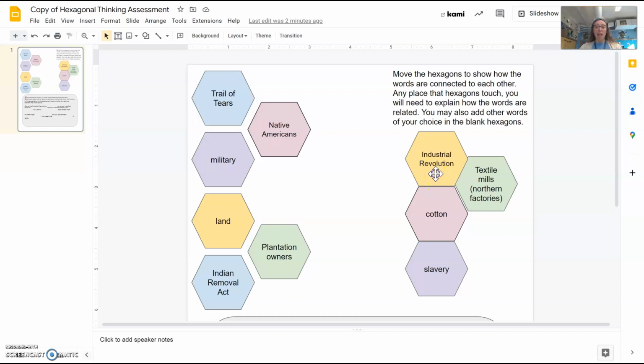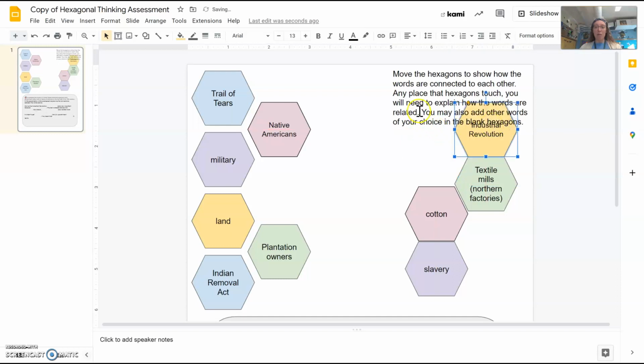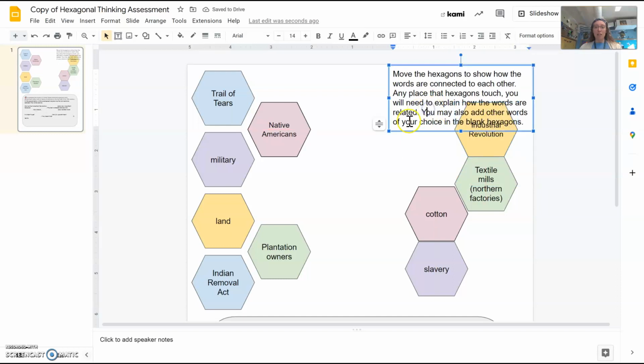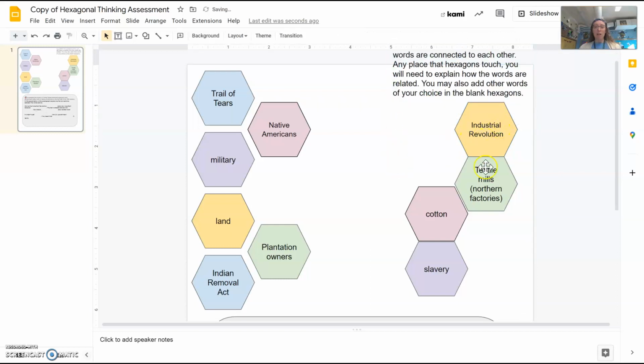If I can't make that connection, then I'm going to move. If you can't make that connection, you might want to move Industrial Revolution over here. And if you need to, you can move these instructions out of the way. So, if Industrial Revolution's over here, I can make a connection. If not, if I can't make that connection, then I better just move it over here.